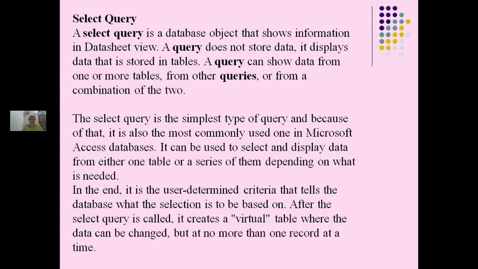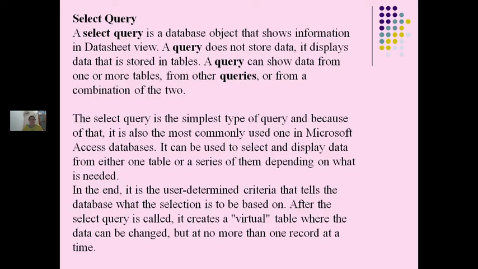A query can show data from one or more tables, from other queries, or from a combination of the two. The select query is the simplest type of query, and because of that it is also the most commonly used one in Microsoft Access databases. It can be used to select and display data from either one table or a series of them, depending on what is needed.